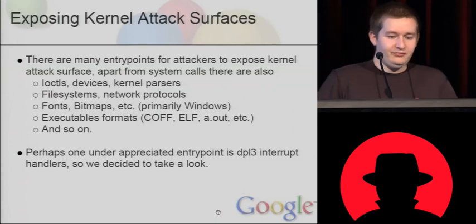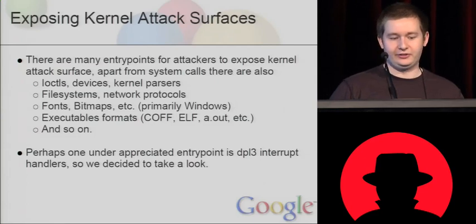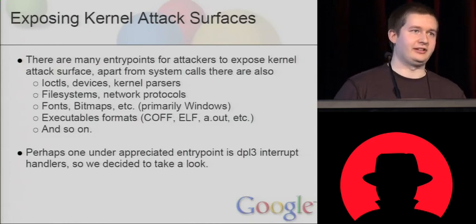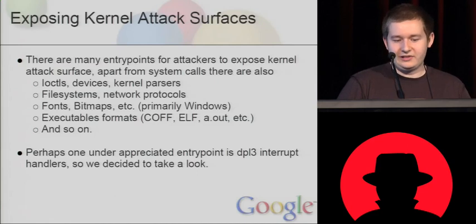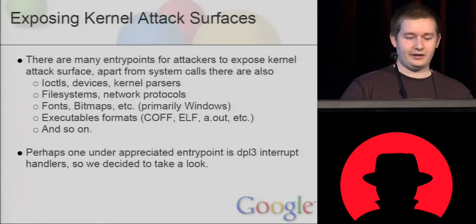So there are many entry points for an attacker to reach kernel attack surface. The obvious ones are system calls, but there's also things like ioctls, anything that the kernel parses. File systems weren't traditionally considered part of the kernel attack surface, but in recent years with things like automounters, it's a legitimate way to attack the kernel. Obviously, there's things like network protocols which are extremely attractive to attackers, and primarily on Windows you have things like fonts and other formats that are handled in kernel. Of course, there's been lots of issues with executable formats, which are quite complex object formats, on Windows and Linux. There's been famous bugs in COFF, ELF, a.out, and so on.